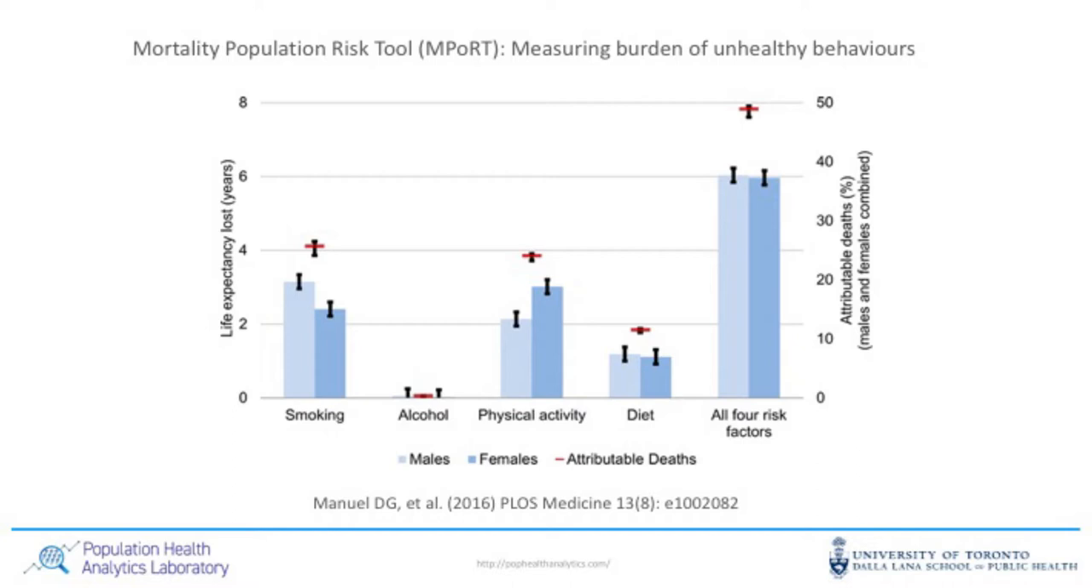The next population risk tool that I want to talk about is called MPORT, which again predicts mortality. This is led by my colleague in Ottawa, Doug Manuel, who I work with on the population risk tools. And he's using these tools in a slightly different way here. Obviously we can look at mortality trends and all the things I showed you earlier, looking at mortality across lenses and predicting the future. But here he's using it to demonstrate the impact of health behaviors and measuring the burden of health behaviors.